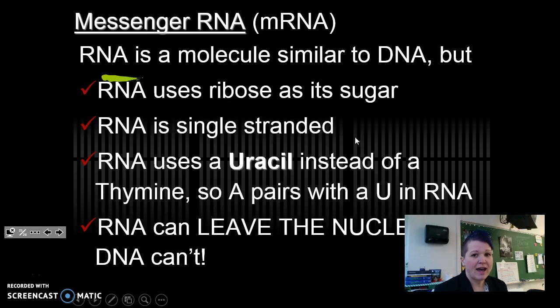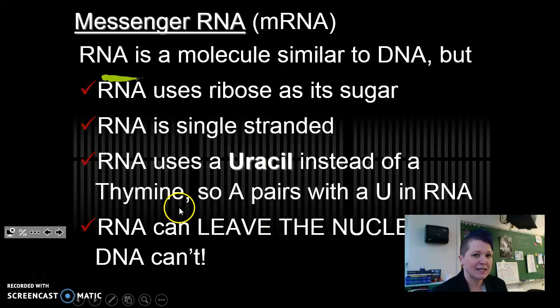So RNA has ribose as the sugar. DNA has deoxyribose, right? RNA is single-stranded, one strand, not a double helix, a single. RNA has a new nitrogen base called uracil. And RNA can leave the nucleus. DNA can't, remember, because it could get damaged.